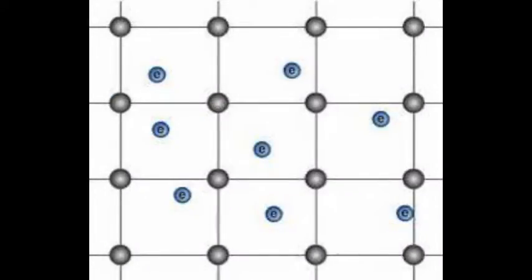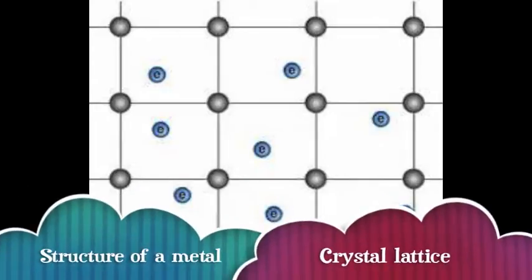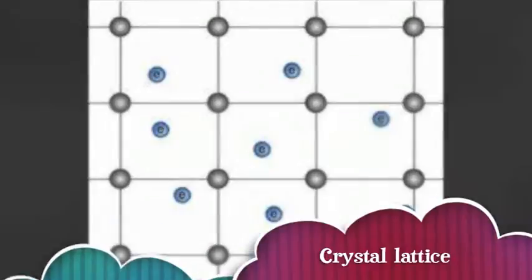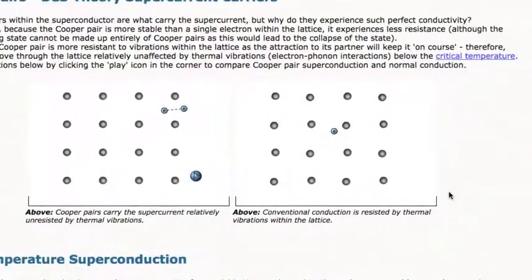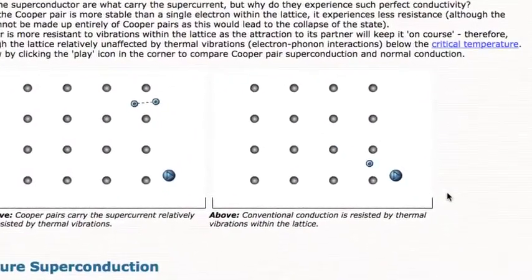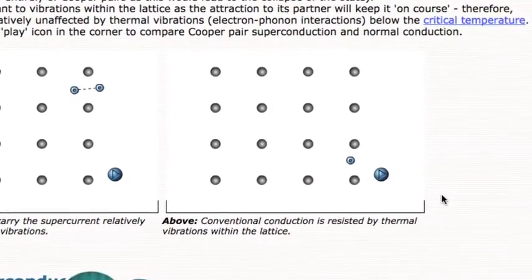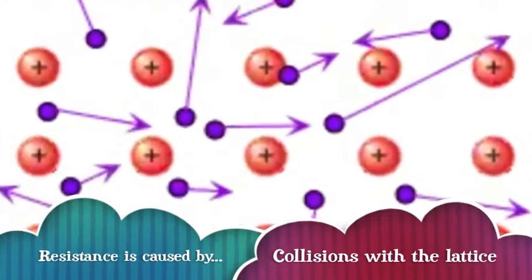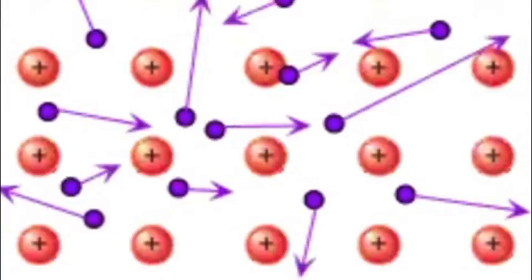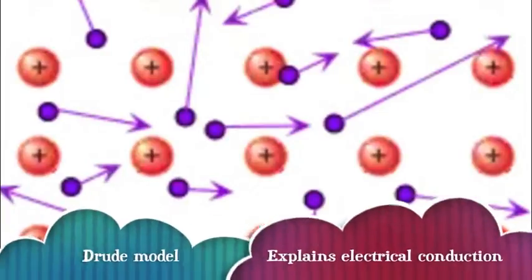Imagine electrons flowing through a solid, like a metal. This is a crystal lattice made of positive ions. The atoms are constantly vibrating. When an electron flows, it frequently bounces off the atoms in the lattice, slowing it down. The net sum of many electrons bouncing around impedes the flow of electrons, causing resistance. This is known as the Drude model.